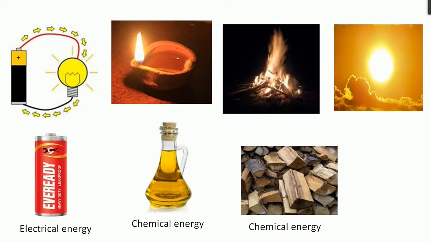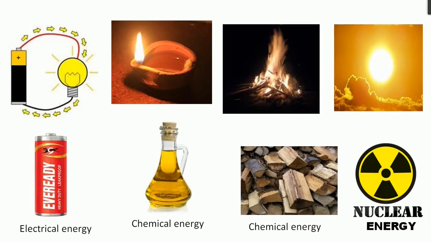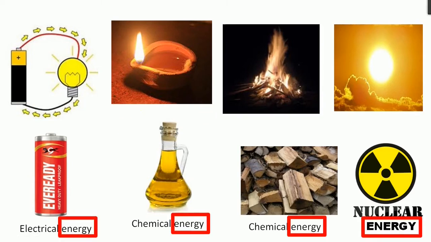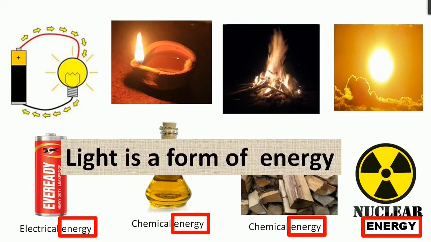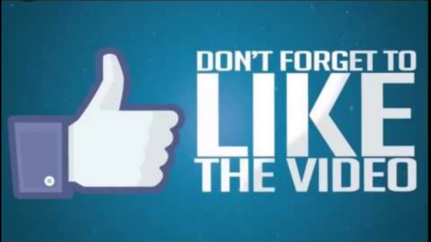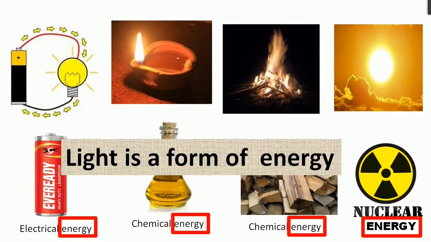One more source of light is the sun. The source of energy of the sun is nuclear energy. If you consider all the examples, you'll find one thing common, that is energy. So we need energy to produce light. So we can say light is a form of energy. We understood light is a form of energy.